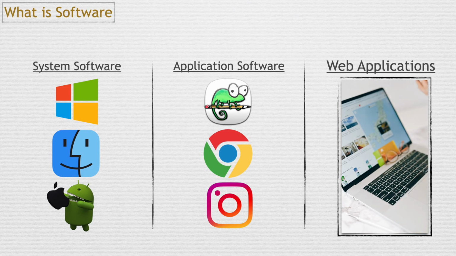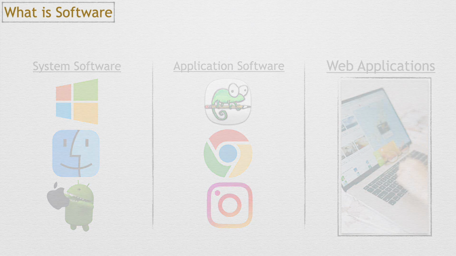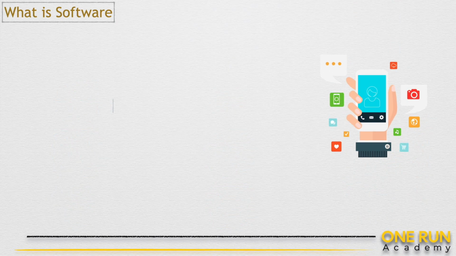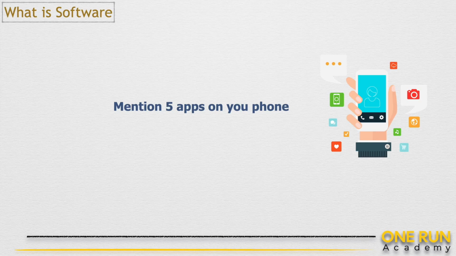Alright, I think it's time now to perform a quick practice. Take a look at your mobile device. Can you list 5 apps that you have on it? You can pause the playback for a moment to write down these apps on a piece of paper while also mentioning how you use each of them. Once you're done, come back here.